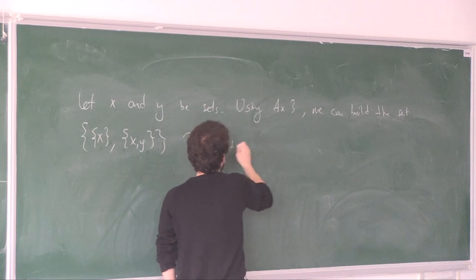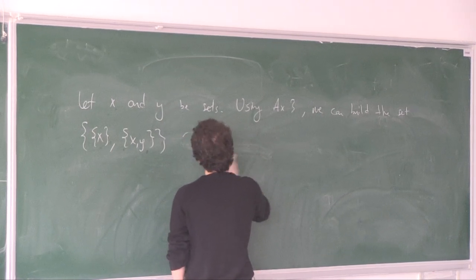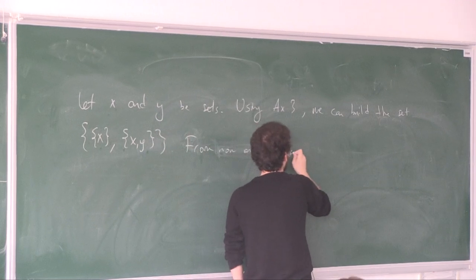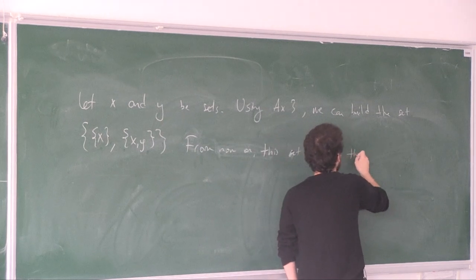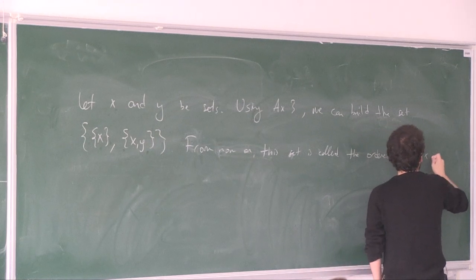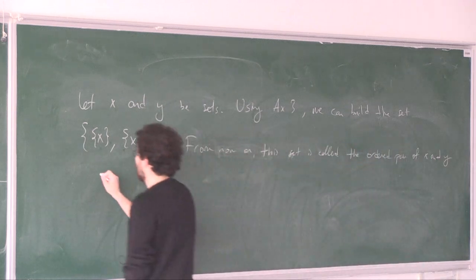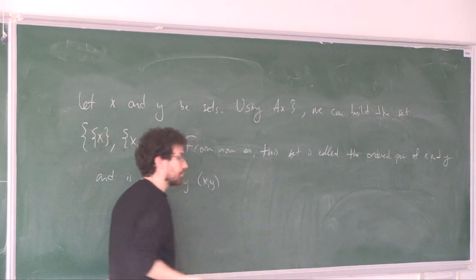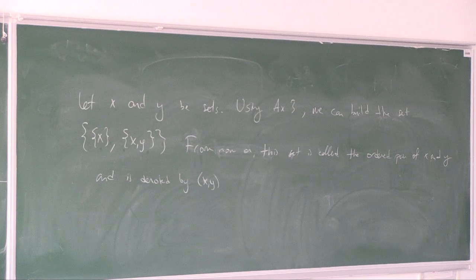This set is, from now on, called the ordered pair of X and Y and is denoted by the usual ordered pair notation. This set, whose existence is guaranteed by the axiom of pairing, is called the unordered pair. So, unordered pair, ordered pair, I'm just introducing some terminology.